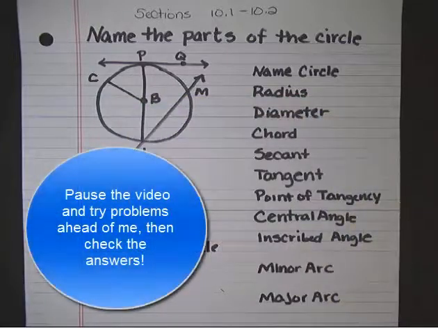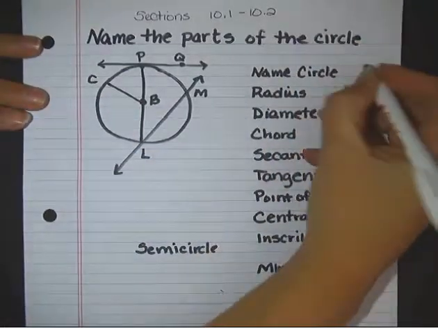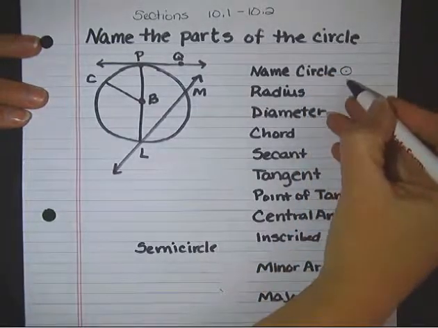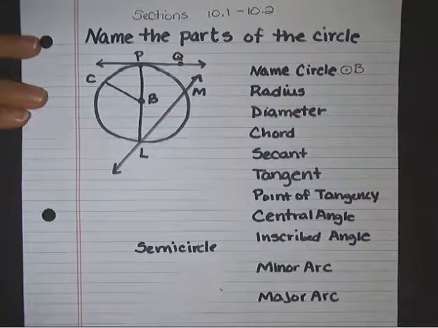So first, I think you'll have this pretty good, but I just wanted to point out a couple things on naming the parts of a circle. You will have this at the beginning of your quiz. Make sure when you name the circle that you use the circle symbol first. This right here would be called circle B, named always by its center.